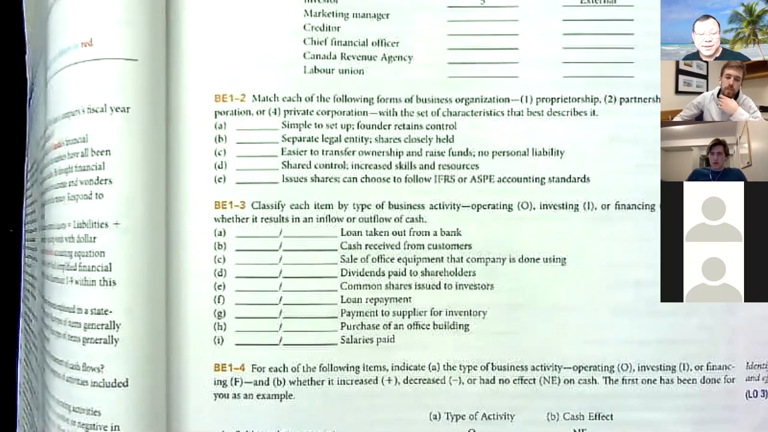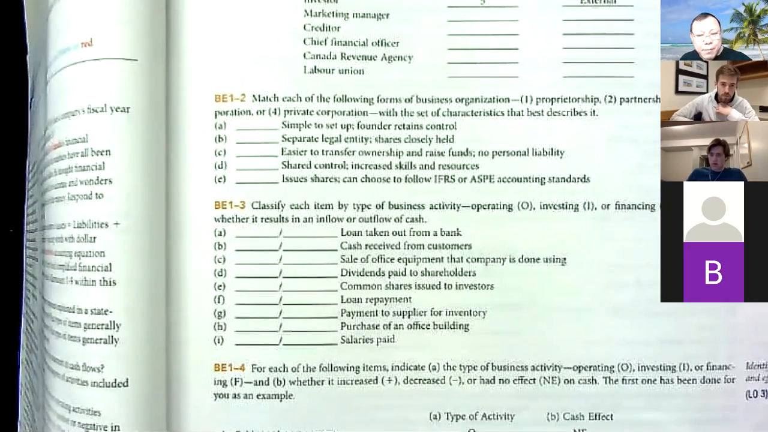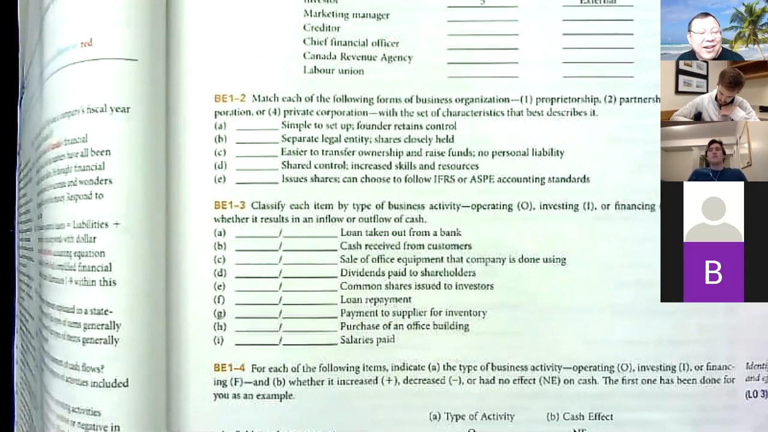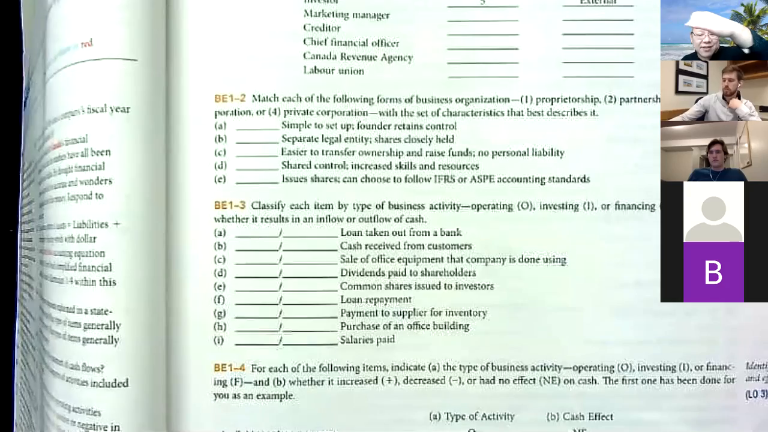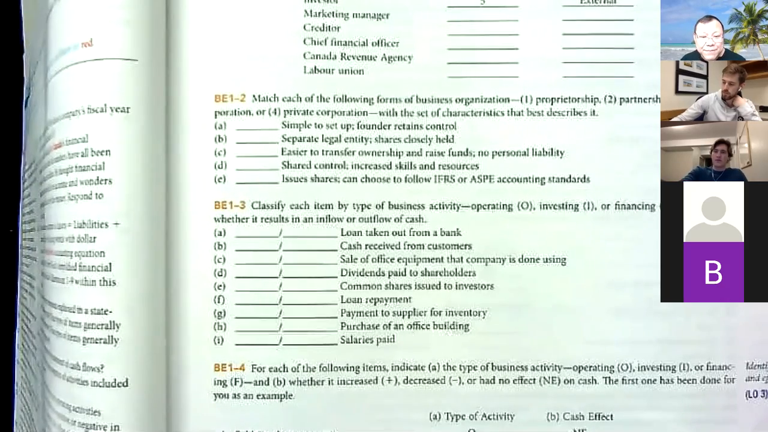Okay. Now, common shares issued to investors. Investing activity. Sorry, I cannot hear you. Investing activity. Anyone else? Should it be financing activity? Financing, yes. Why? Because common shares are equity, right? Equity is for the financing activities. Inflow or outflow? Inflow. You receive the money from the shareholders, right?